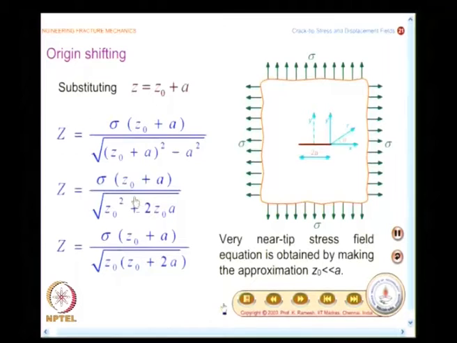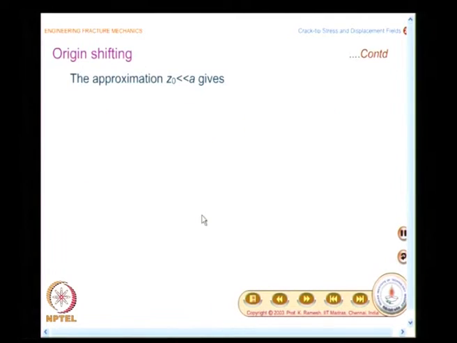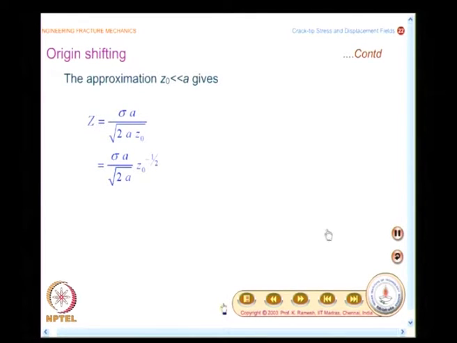So, when I do this, this expression could be simplified, and you can simply write this capital Z, which is z naught plus a, as simply a, because z naught is small, and when z naught is small, z naught square will be very small. So, we will eliminate this. So, I will have only sigma a divided by root of 2 z naught a, which could be recast in this fashion.